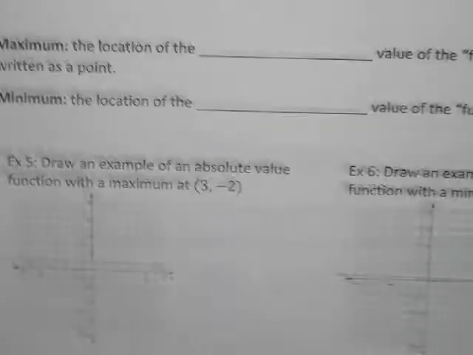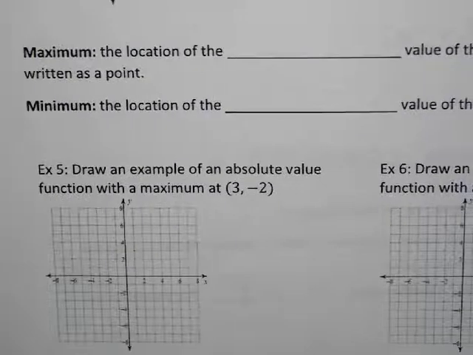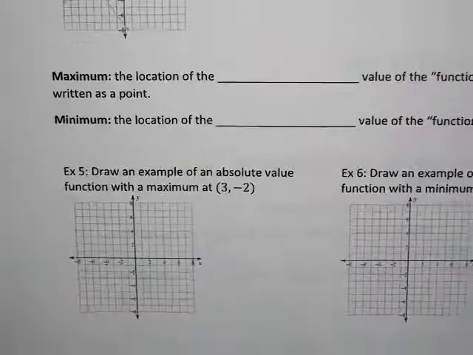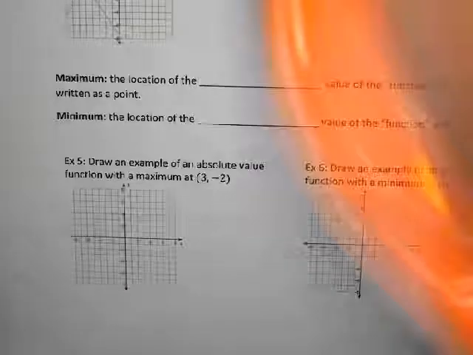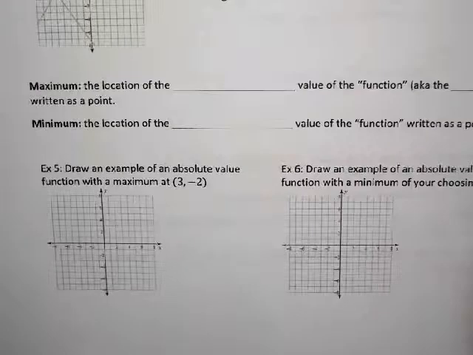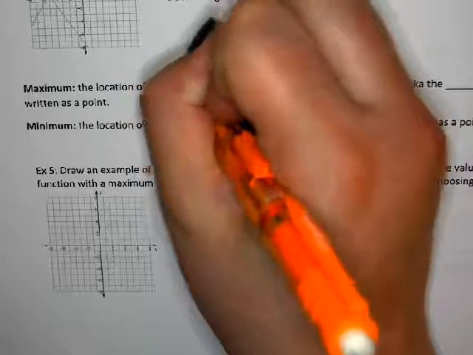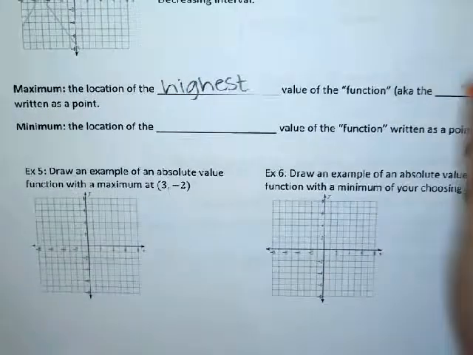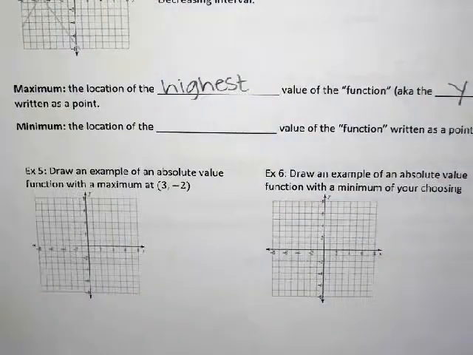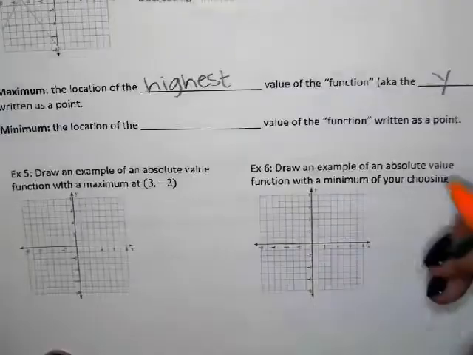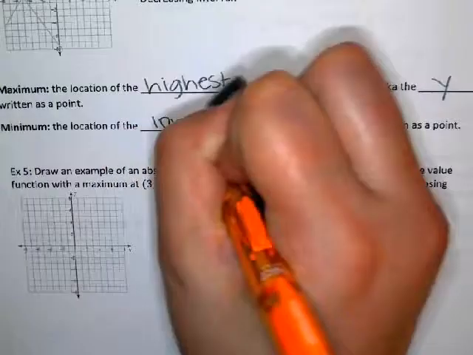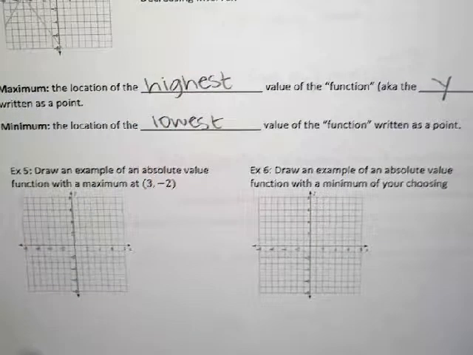We have maximum and minimum. The maximum is the location of the highest value of the function. The highest value of the function. Remember, the function means the y-coordinate, or the y value. The minimum is the location of the lowest value of the function. And we write them as a point. We write them as an x and a y coordinate.